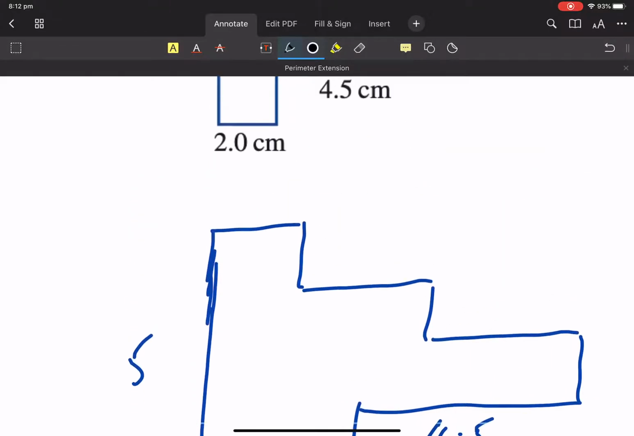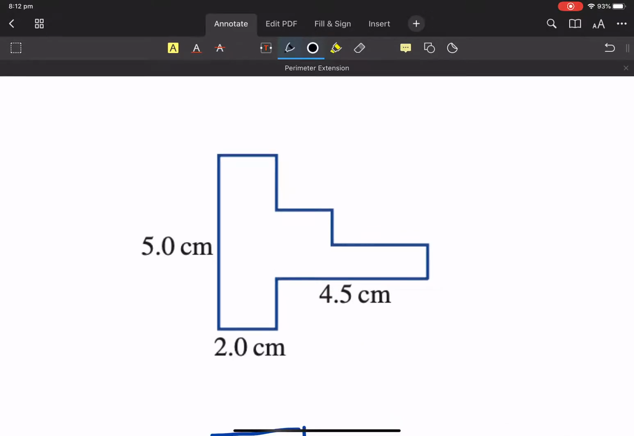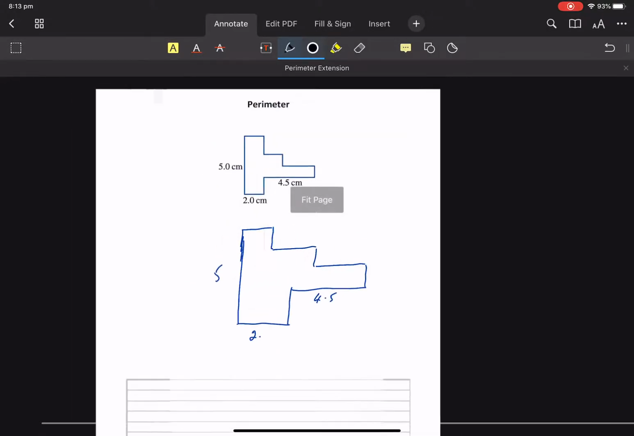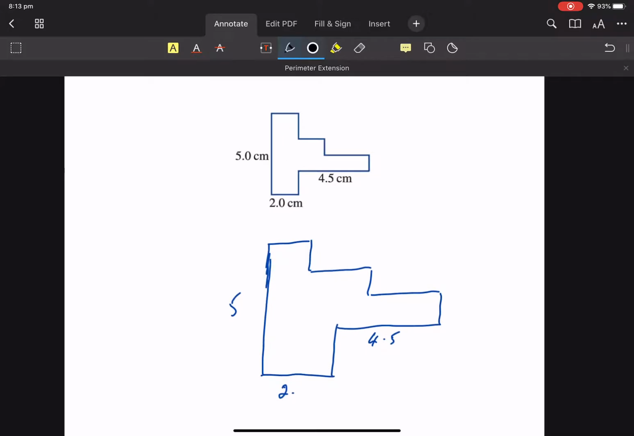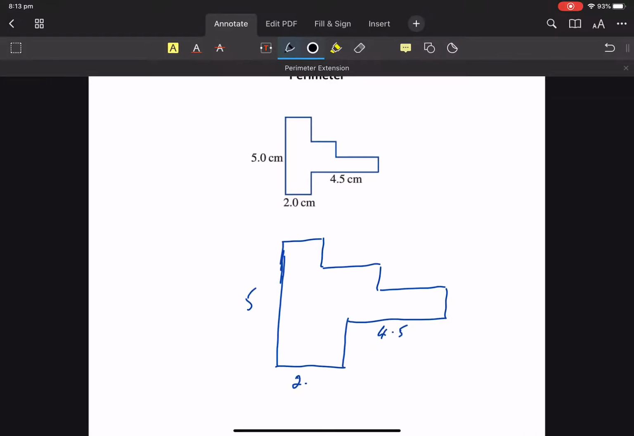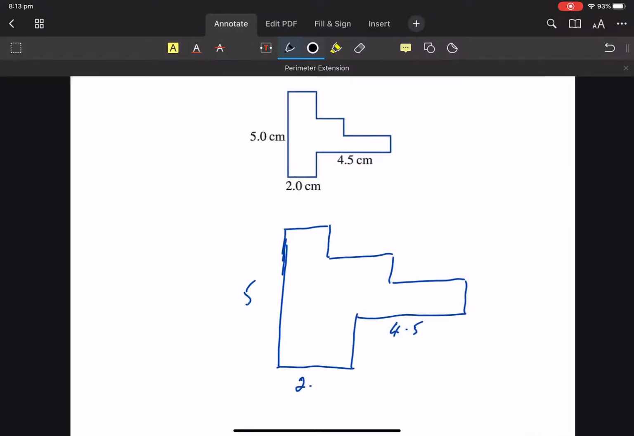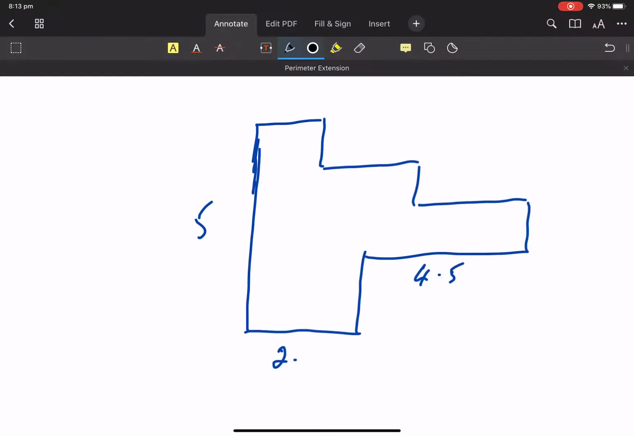I can't rub out these lines, so I've redrawn it. Can you see? It doesn't have to be exact. I've redrawn the shape because what I want to talk about is this concept of it being a fence. If it's a fence around the paddock and I want to know how long the fence is, how about I just move some of these fences?